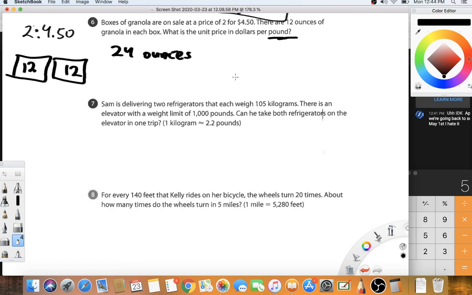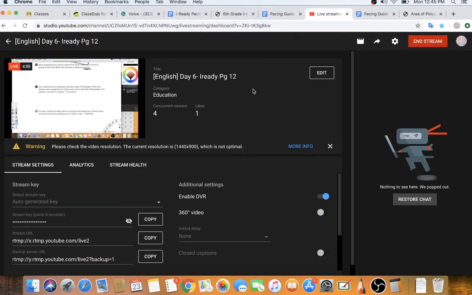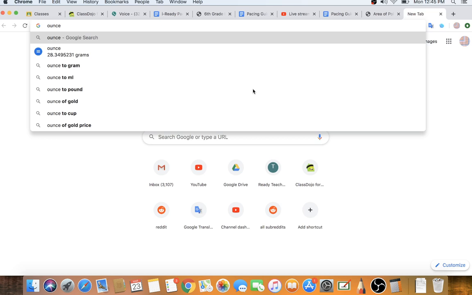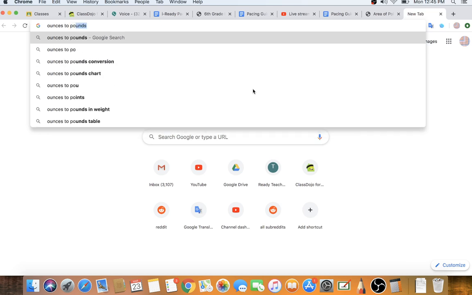So we need to find out how much of that 24 ounces is in a pound. I believe it's 12 ounces per pound, but we can check real quick. Ounces to pound.